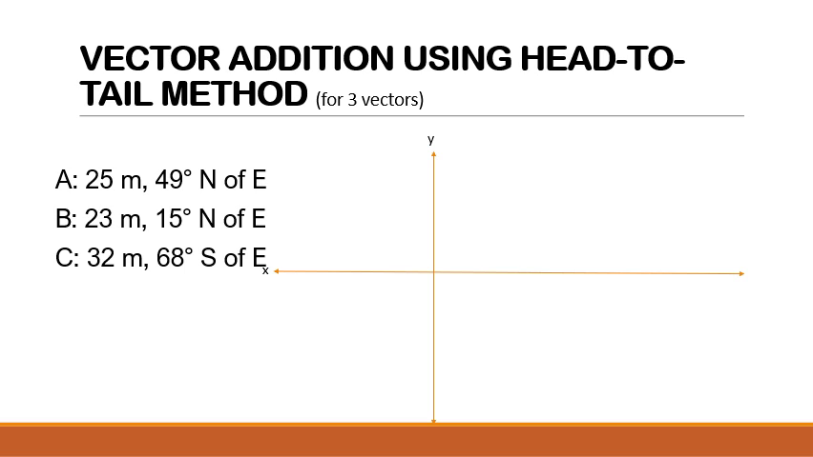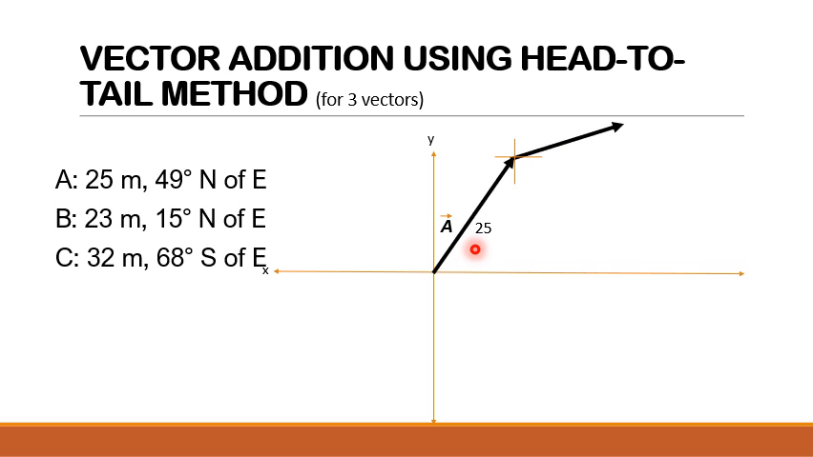So here's an example for 3 vectors. Let's say vector A is 25 meters, 49 degrees north of east. Of course you know that north of east is in this side. So you have to use the protractor to identify 49 degrees. When you're done using your protractor, then you measure 25 meters using a scale. Let's say 1 meter is 0.5 centimeter in your graph. So you will have this kind of answer. So that's our vector A, 25 meters, 49 degrees from the x-axis.